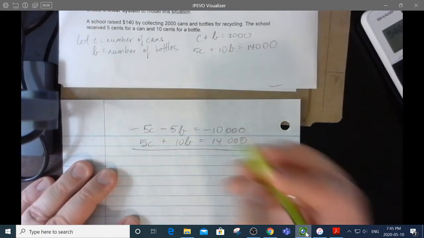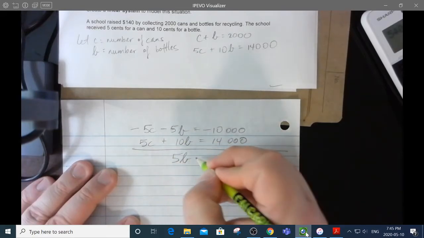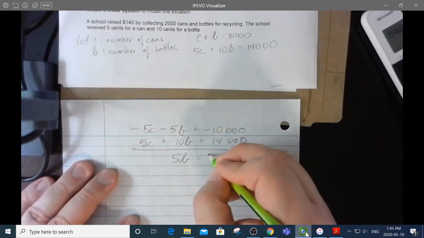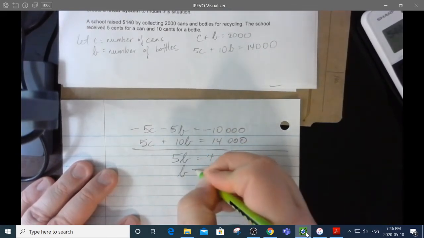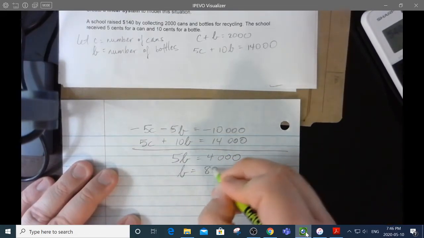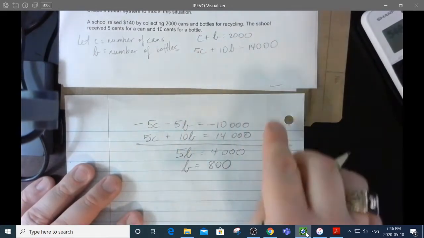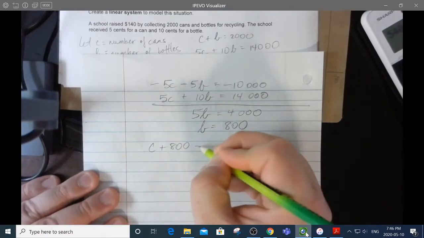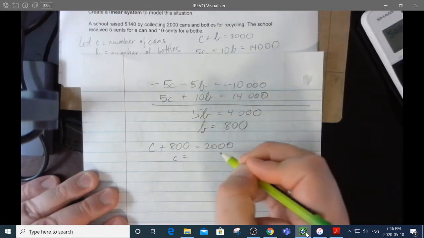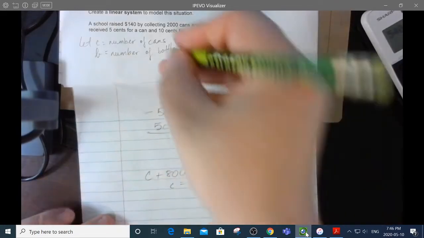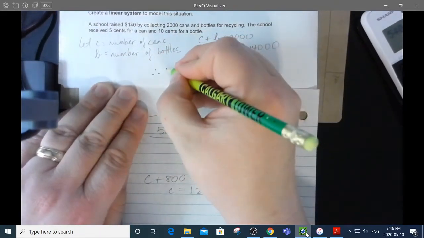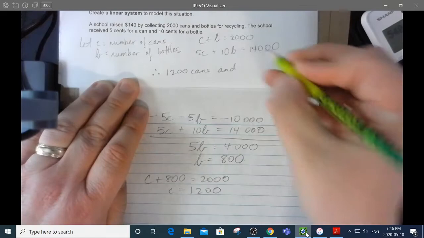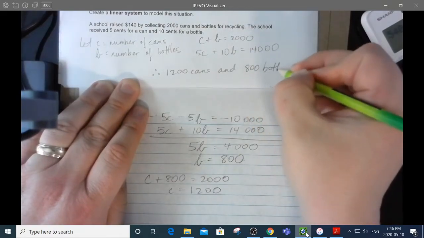So -5c plus 5c is nothing. That's why we did it. -5 plus 10 is 5. And 14,000 minus 10,000 is 4,000. And 4,000 divided by 5 is 800. And then go back up here. c plus 800 is 2,000. And so c is equal to 1,200. So therefore, they collected 1,200 cans and 800 bottles.